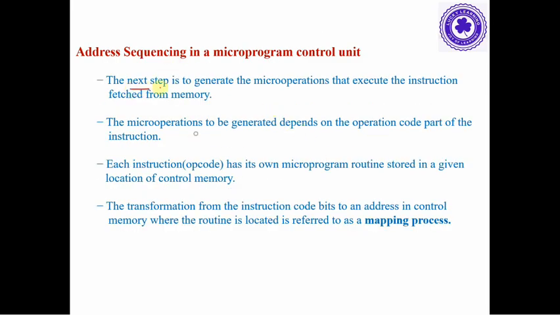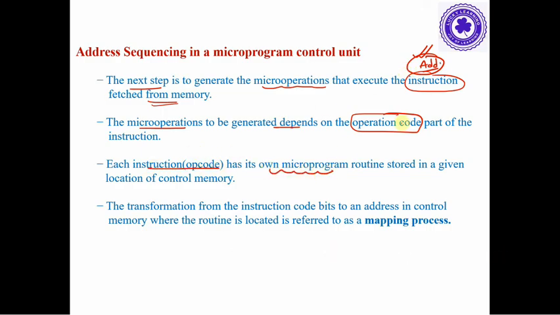The next step is to generate the micro operations that execute the instruction fetched from the memory. It means the control unit should decode it and understand what kind of instruction it is. Suppose the instruction is add, then it has to generate the micro operations for addition. So the micro operations to be generated depend on the operation code part of the instruction. Let us say it is add or sub or div or mul. It has to decide.